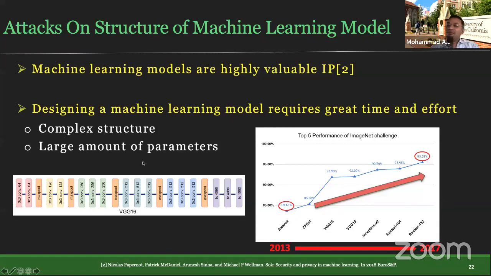If you see the bottom right graph here, from 2013 to 2017, this is one of the graphs. If you see the ImageNet challenge, from AlexNet all the way to ResNet-152, the accuracy has improved from 83.6% to 95.51%. Am I right? So accuracy has increased a lot. And it took almost 4 years to go from AlexNet to ResNet.